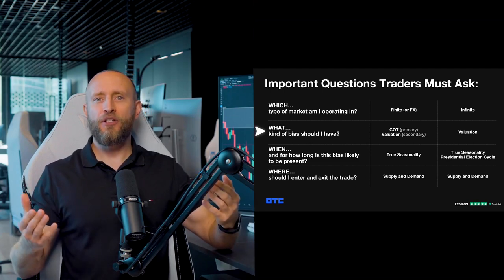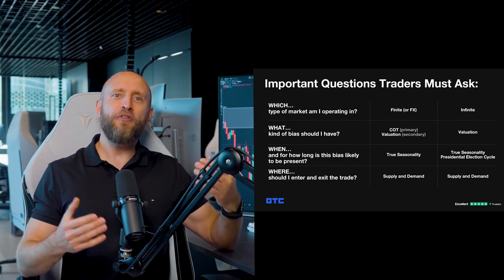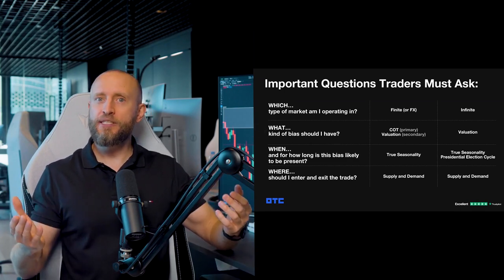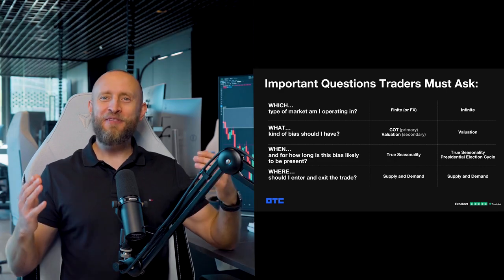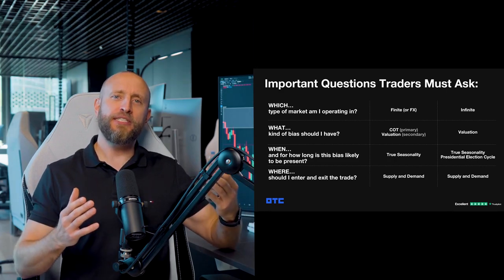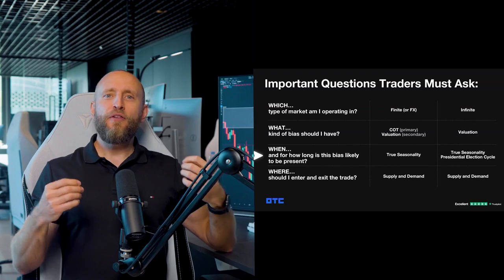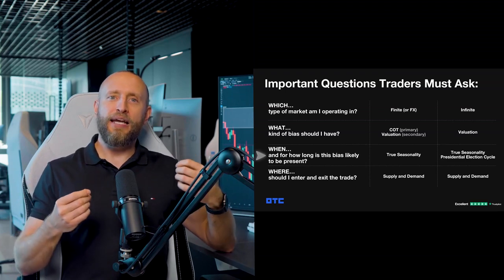What kind of bias should I have? Once we know the type of market, we can determine which tools to use to establish our bias. In finite markets and for major currencies, we use the Commitment of Traders, COT, report as the primary tool, focusing on the positioning of market participants with valuation as a secondary measure. In infinite markets, we prioritize valuation as it helps us identify when an asset is over or undervalued, shaping our trading bias accordingly.